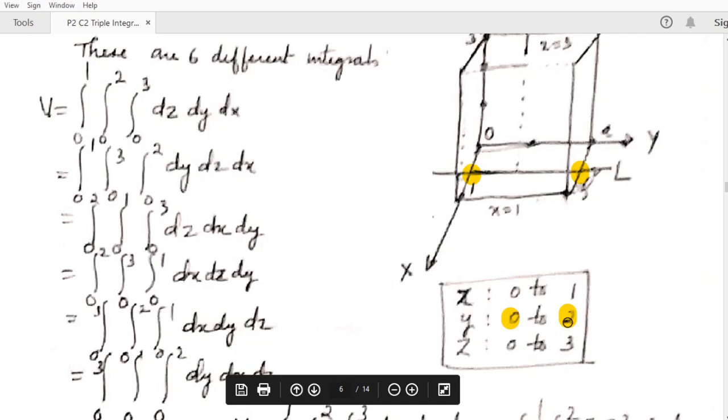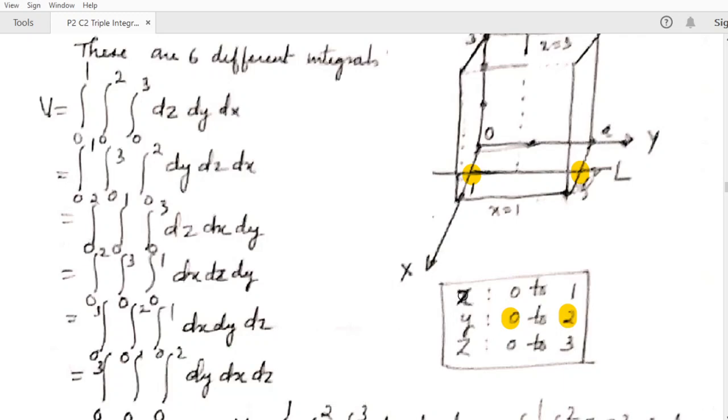So now in the next step we have to find the limit of x. Our limit of z is from 0 to 3, and the limit of y is from 0 to 2. Now we have to find the limit of x. We will use the same procedure we used for double integrals. To find the limit of x, we again observe the line L. From this line itself we will find the limit of x also.